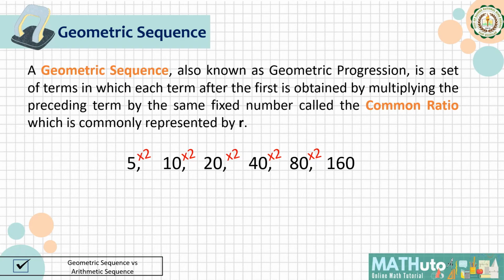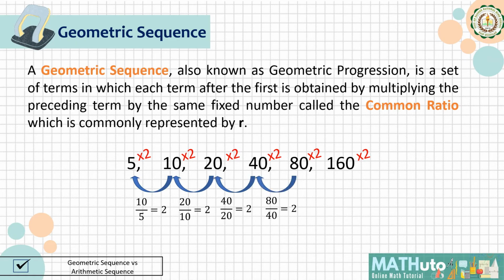This fixed number 2 is what we call the common ratio. And we can obtain the common ratio by dividing a term to its preceding term. For example, 10 divided by 5 is 2, 20 divided by 10 is 2, 40 divided by 20 is 2. That is the same as for the others. 80 divided by 40 is 2, and also 160 divided by 80 is 2. There is a common ratio of 2. Therefore, it is a geometric sequence.